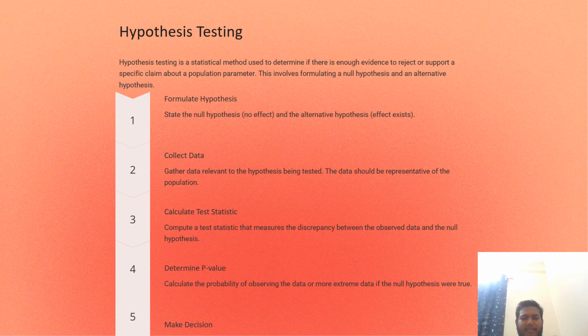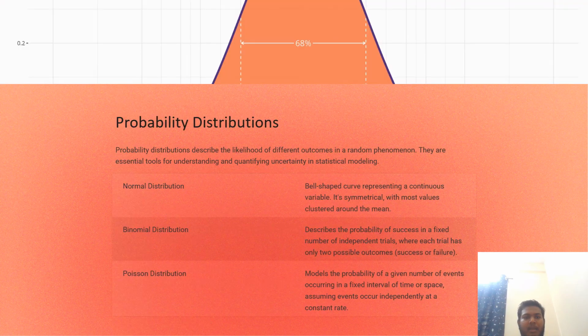Calculate test statistic. Compute a test statistic that measures the discrepancy between the observed data and the null hypothesis. Next, determine p-value. Calculate the probability of observing the data, or more extreme, assuming the null hypothesis is true. Next, make decision.